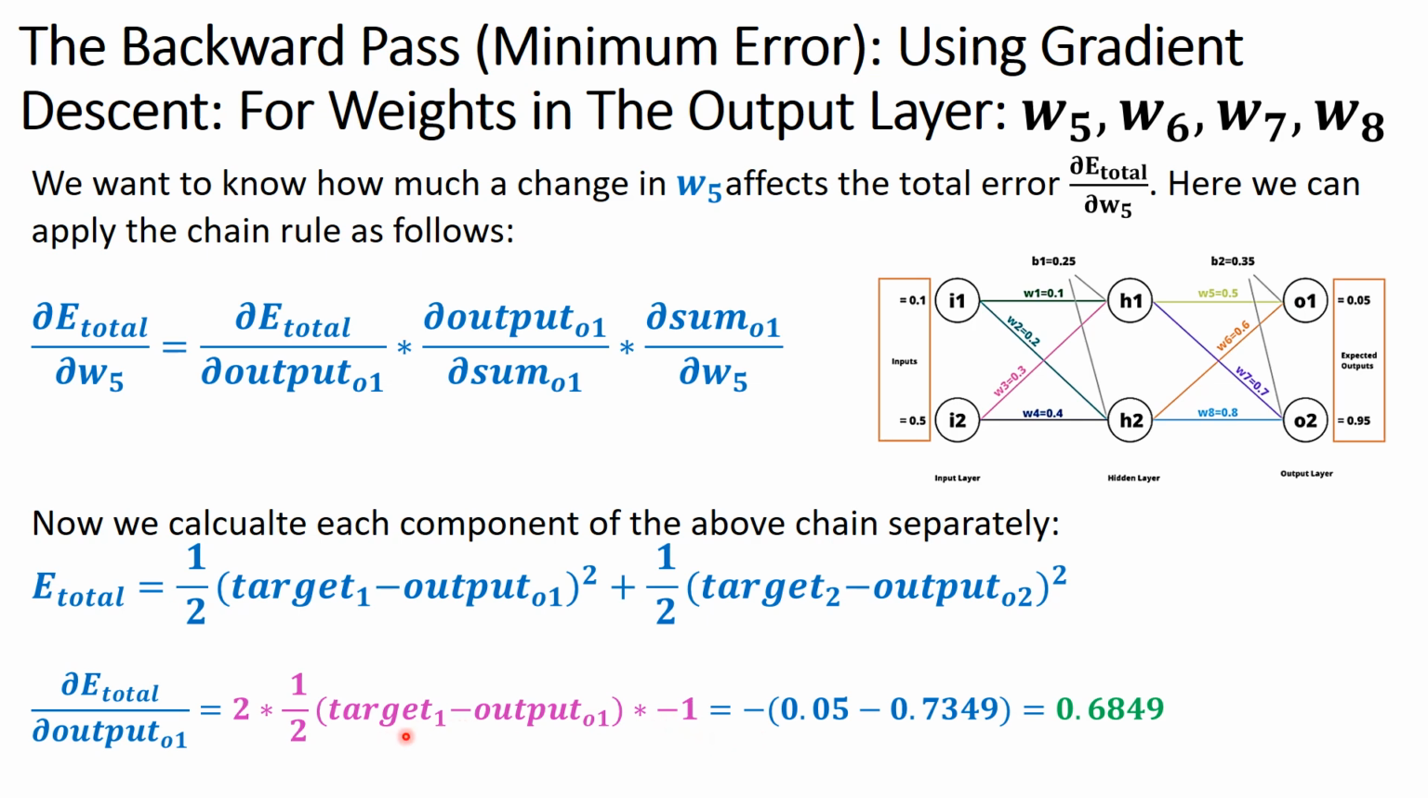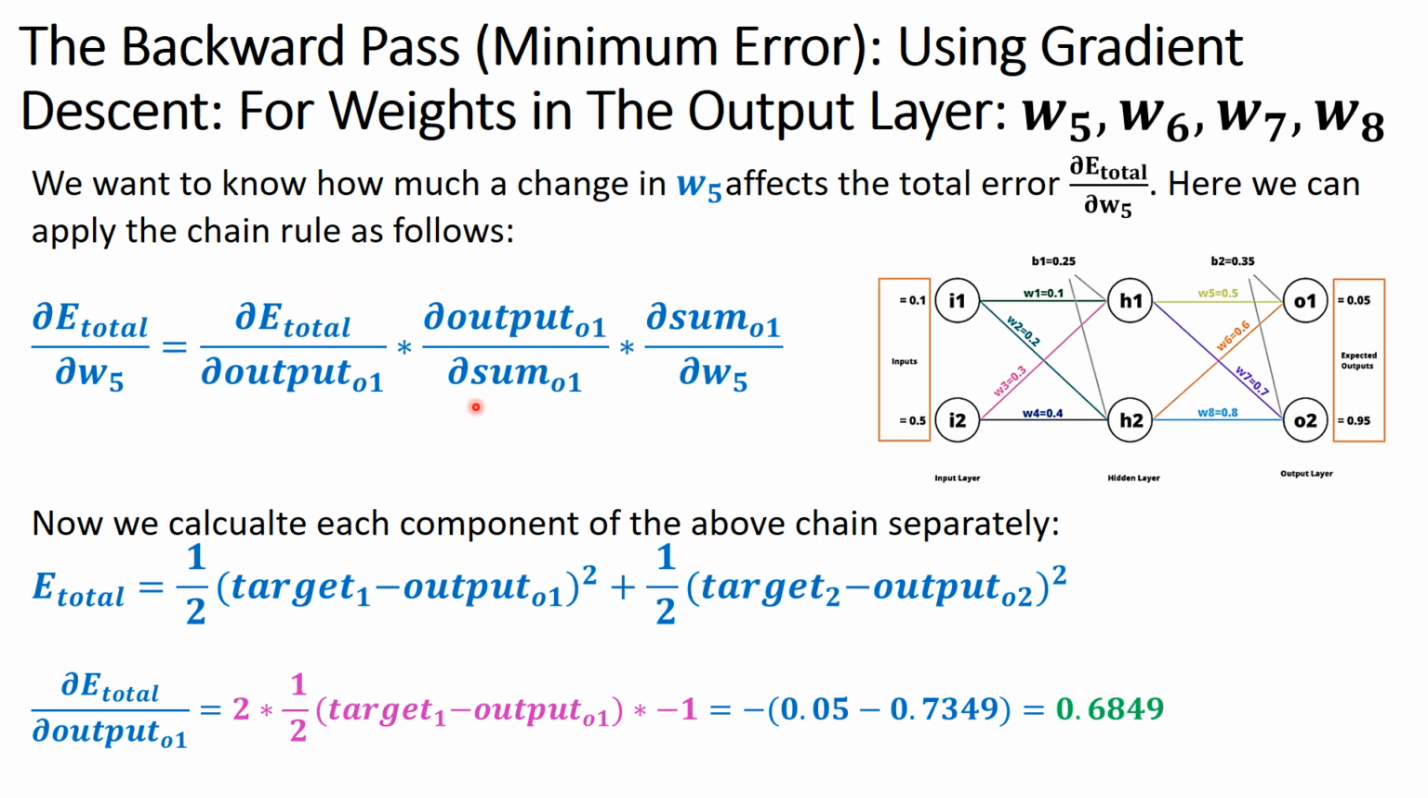طيب هنعوض بالقيم. الـ output O1 حسبناه كان 0.7349 والـ target اللي هو أصلا 0.05. ما تنسوا الماينس، هيكون ده بيساوي 0.6849. طيب إحنا كده حسبنا الجزء ده من الـ chain.